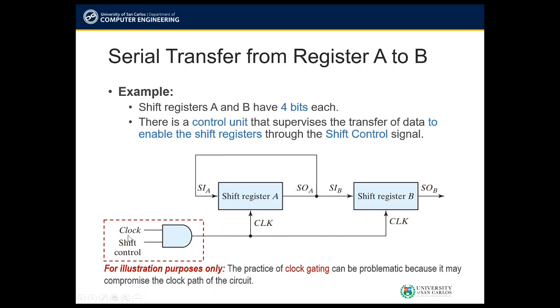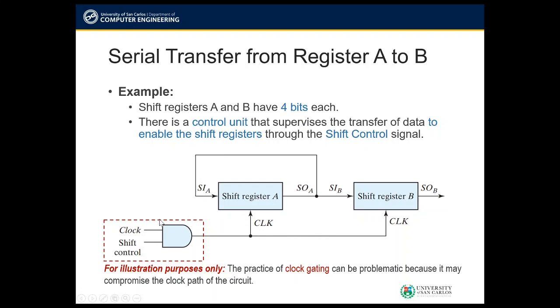The shift control input, again, determines when and how many times the registers are shifted. So this works somewhat like an enable input. For illustration here, this is done with an AND gate that allows clock pulses to pass into the clock input only when the shift control is active. Since this is an AND gate, it means that shift control must be 1 for the clock to pass through to the clock inputs of both shift registers.